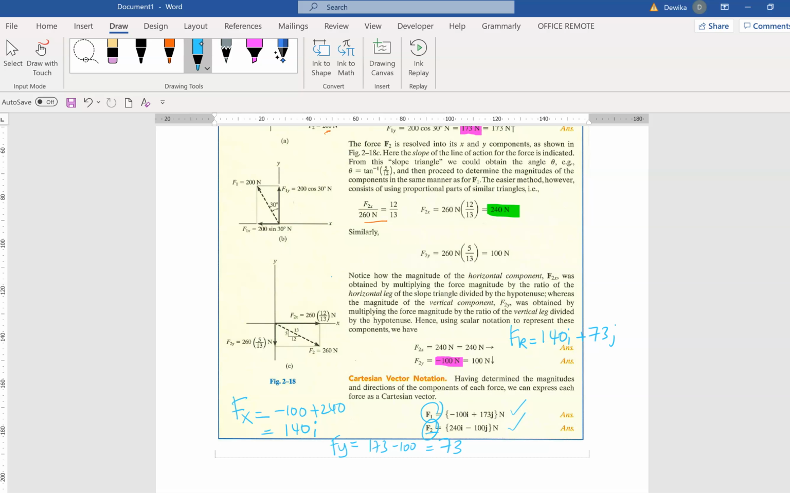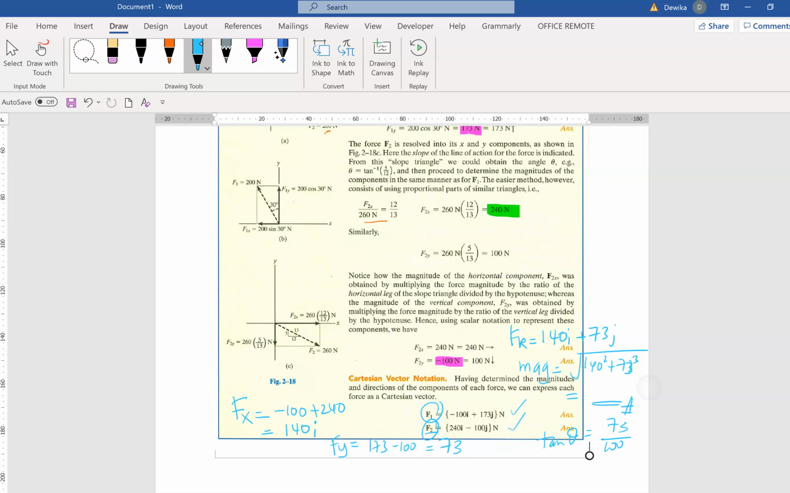Okay, so this example actually stops at just finding F1 and F2, but I'm moving forward to show you how to find your force resultant. And if you want to find the magnitude, you take your Pythagoras theorem, where you take 140 squared plus 73 squared, and you get the value. How do you find the angle? The angle is your tangent theta, which will always be y over x. And then you find the angle.